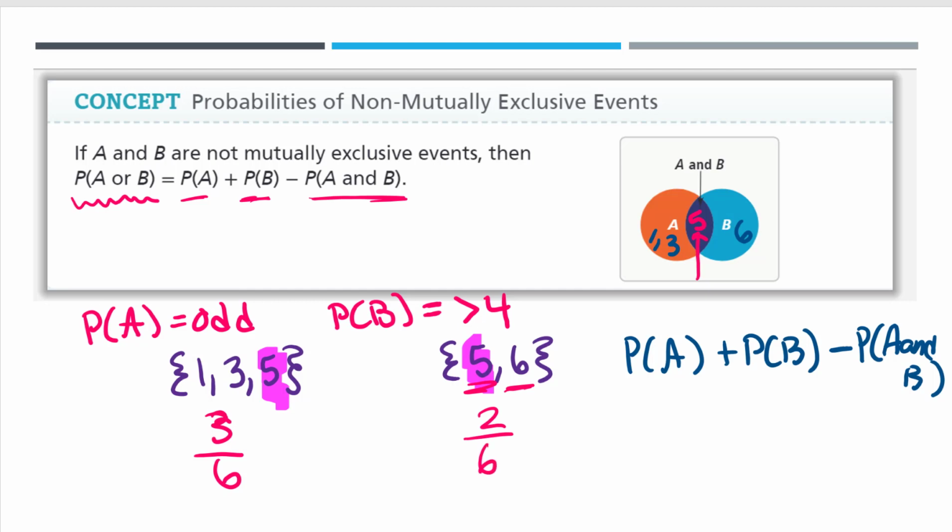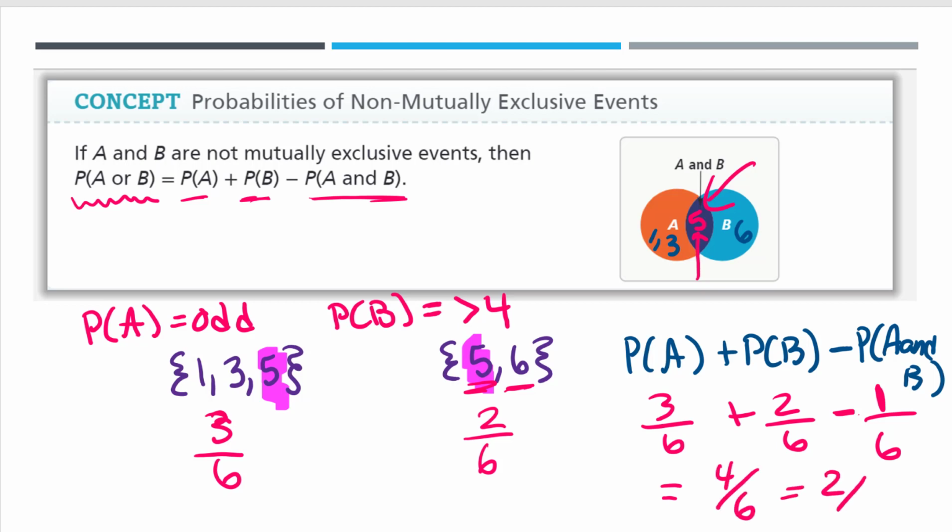But again, we've counted that 5 twice, so we need to subtract. So we have 3 over 6 plus 2 over 6 minus how many outcomes are being overlapped? Well, that's only 1. So 3 plus 2 is 5 minus 1 is 4. So that would be our solution. So again, with non-mutually exclusive events, we have to subtract that middle overlapping outcome because we've counted it twice.